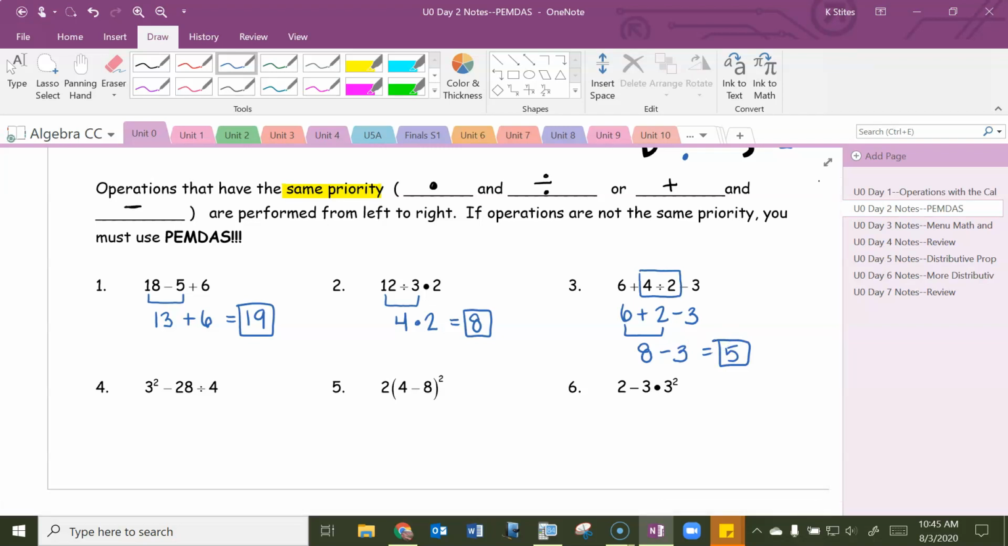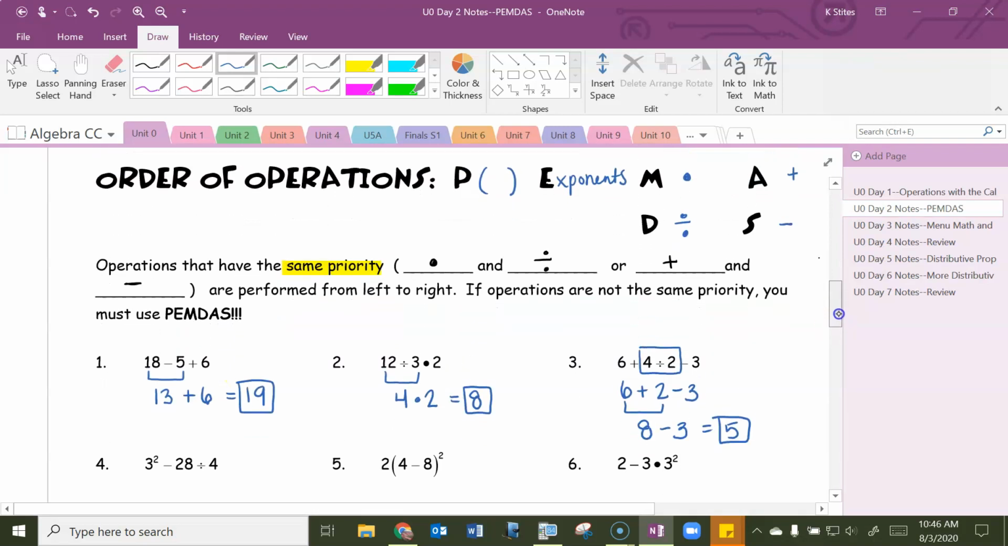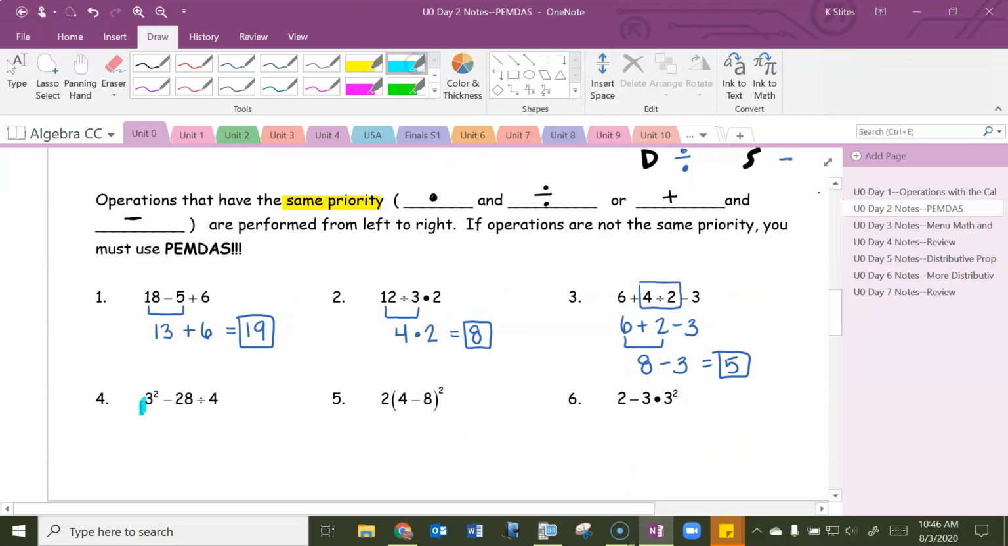Number 4, we have an exponent, subtraction, division. Go back and look at PEMDAS. Exponents come first. 3 squared, you can use your calculator if you need to. Should be a 9, not a 6. And then after the exponent, we would have division. 28 divided by 4 is 7. Bring down your minus, and then finally subtract.